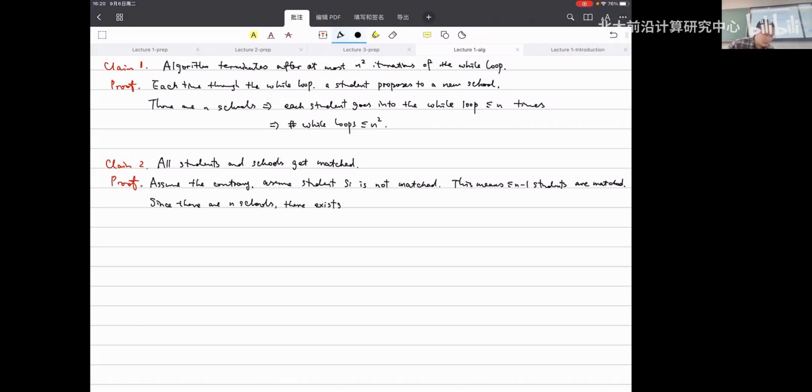One thing I want to emphasize is that in this class, we are going to use some symbols. We read this one as exists, and we read this one as for any. If you're not familiar with basic logic, this is notation we are going to use throughout the class. So since there are n schools, there exists a school G_j, not G_i since we have used index i here, that is unmatched.